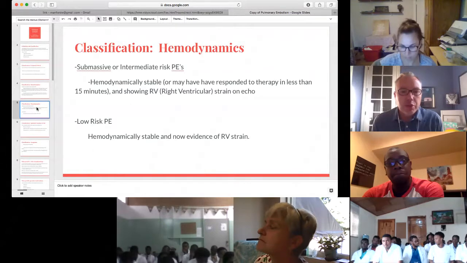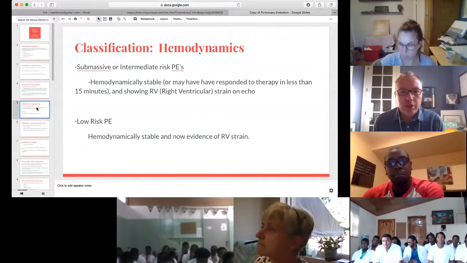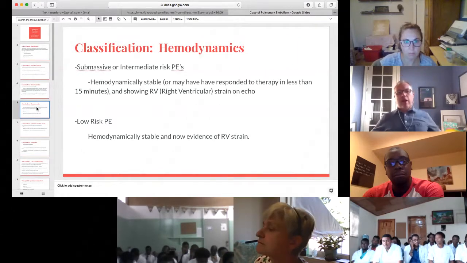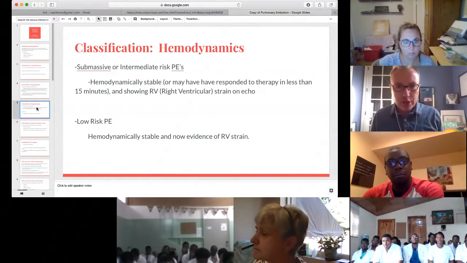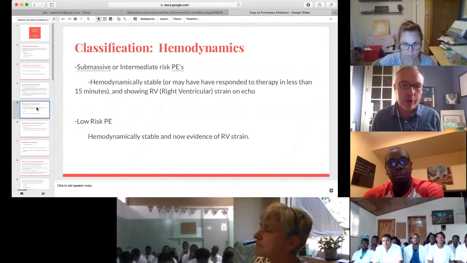So this would be a hemodynamically stable pulmonary emboli, and that can be defined as their blood pressure is stable when they walk in and they remain stable the whole time, or if that hemodynamic instability lasts less than that 15-minute window.